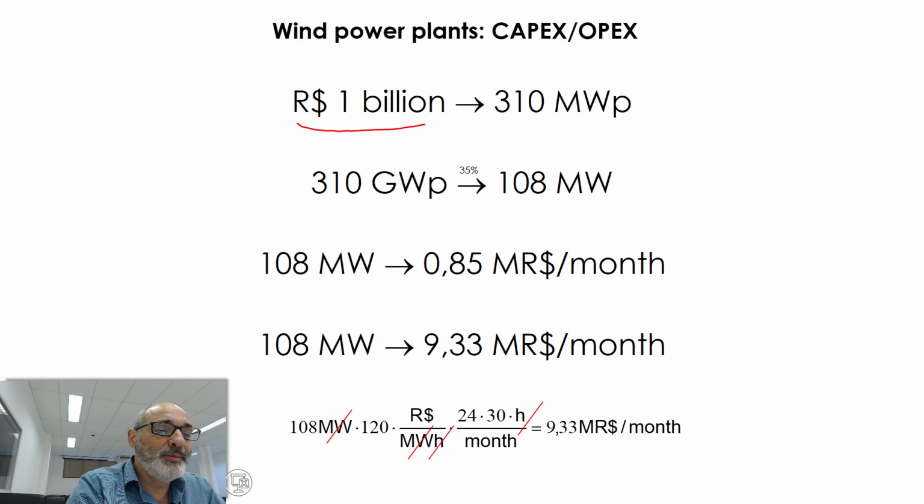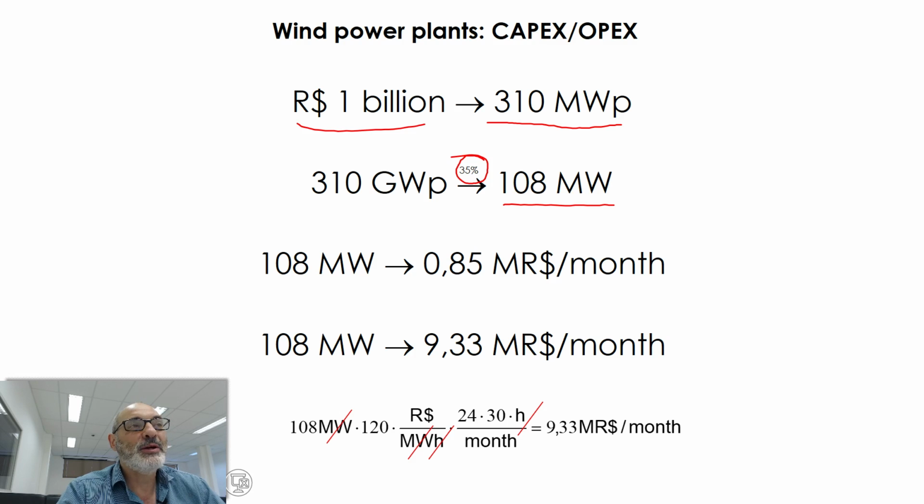reais, we spend that in a wind farm. So we have 310 megawatts peak, okay, in terms of installed power. Correcting for the capacity factor, that means that we're going to generate 108 megawatts. The Brazilian term for that is the physical power or physical energy. Okay, so that's what you could expect to generate in 1 year. It is very likely that you generate this amount of power on average during the year.